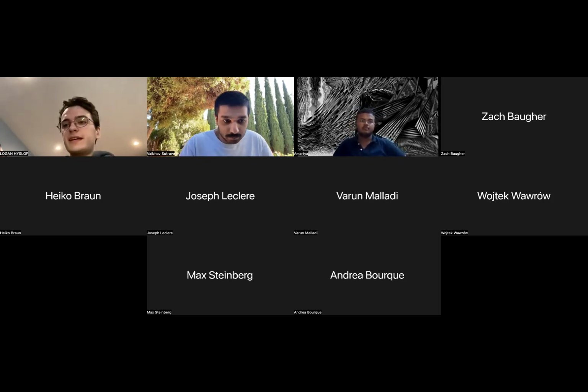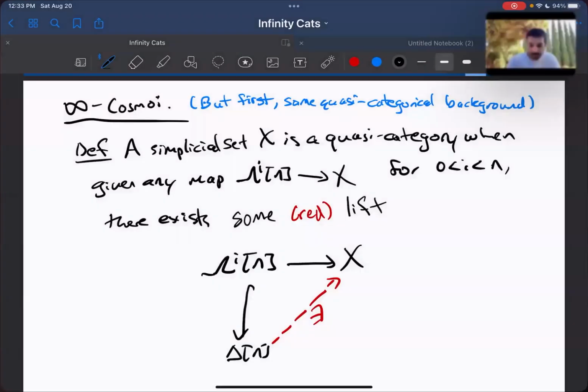All right, guys. So today I'm going to be talking about infinity cosmoi, and I'm going to be introducing it from quasi-categories, and we'll see if I can do it justice. All right, we're going to start with some quasi-categorical background.